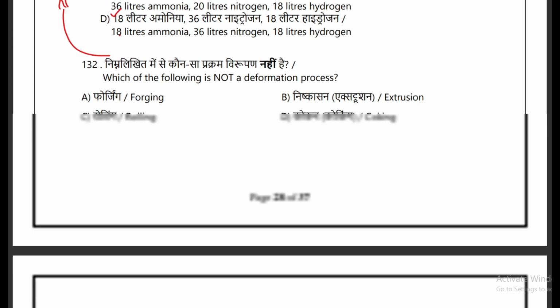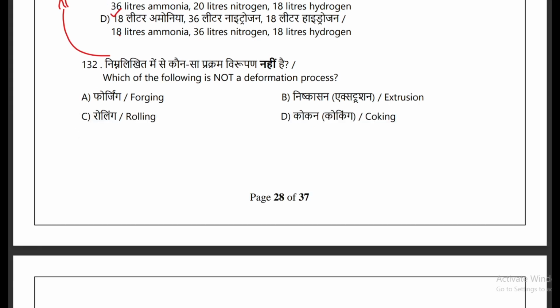In the next question, which of the following is not a deformation process? They are providing you four options. One is forging, second is extrusion, third is rolling, and fourth is coking. In this case your correct answer is D, which is coking.